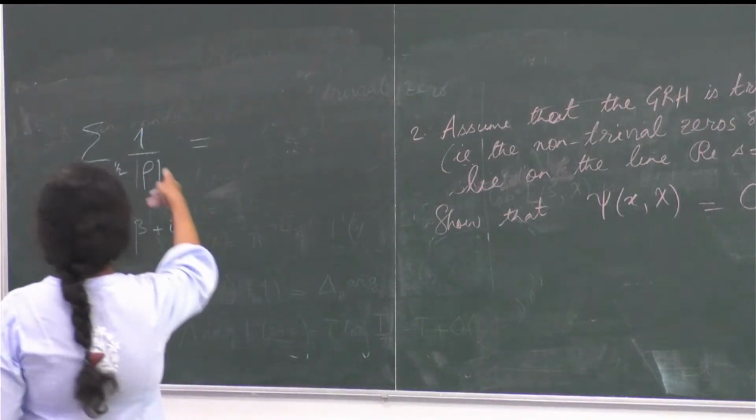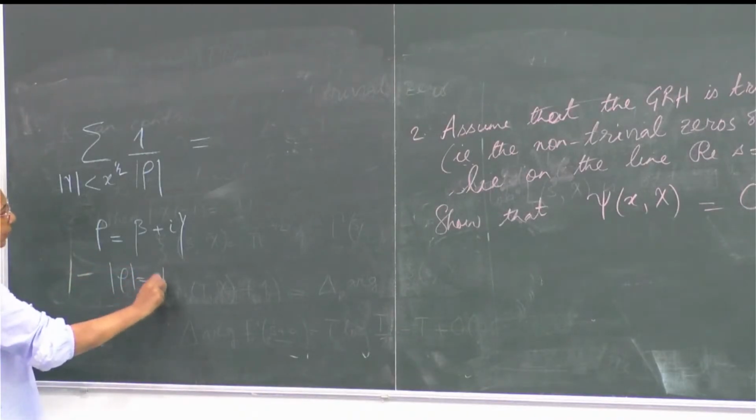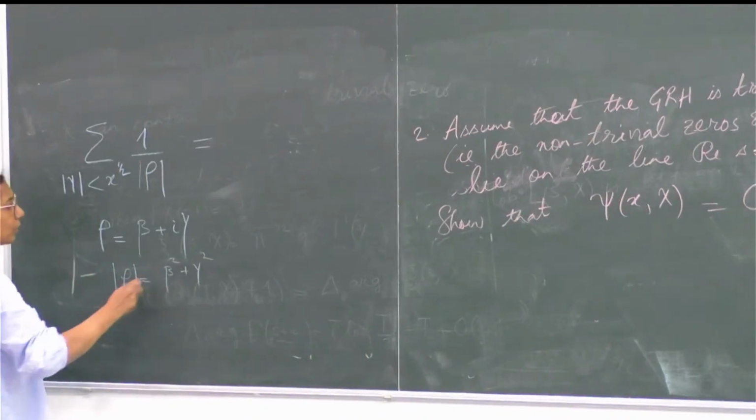So this will give me a log, right? And these rho are non-trivial zeros of L(S, chi). L has a conductor Q. So the Q has to show up somewhere. So this is something like 1 by x. Okay. It's something like 1 by x. I'm taking the modulus of this. So the modulus of this is going to be beta square plus gamma square, to the half.